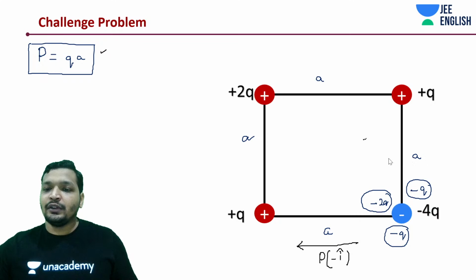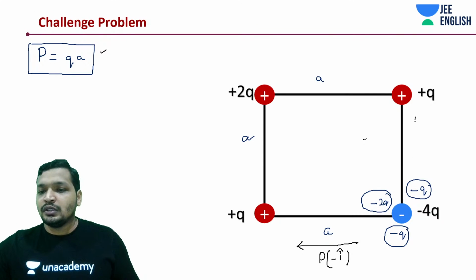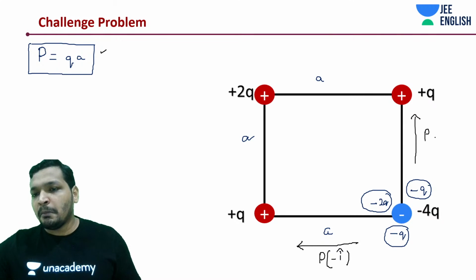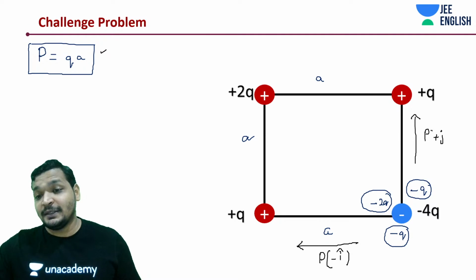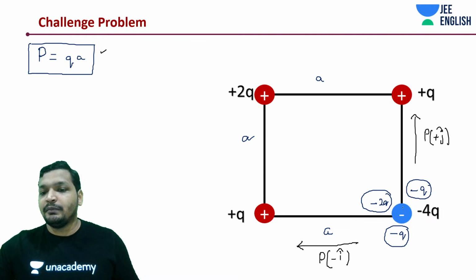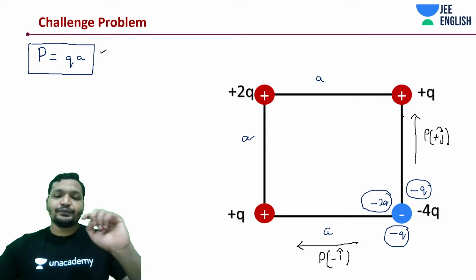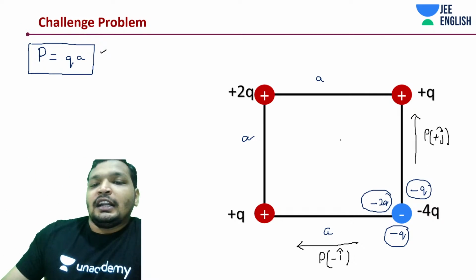So anyway, you know the side is a, and now write it down. This is going to be how much? P into minus i cap or plus j cap, negative to positive. Now comes this one.